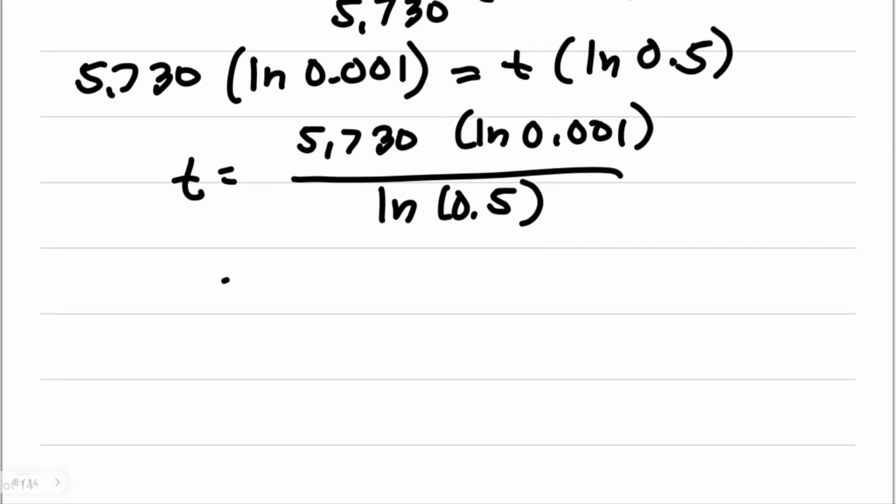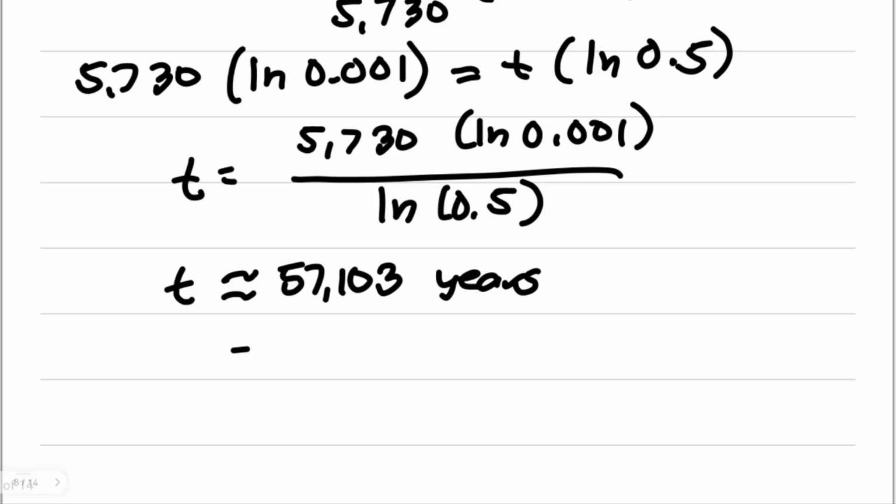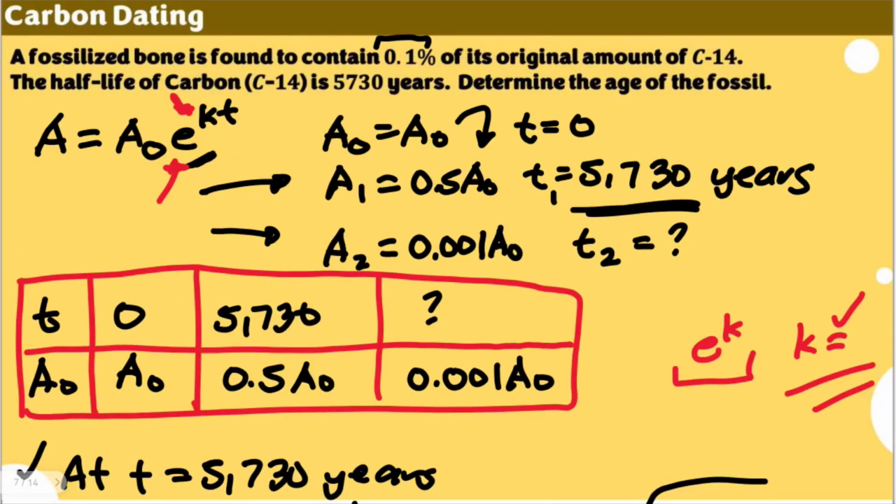What we can do here is an approximation for the years of age. Let's just have it in years, so round it off into years. So this is approximately 57,103 years. This is the age of the fossilized bone, with the consideration that it is found to have 0.1% of the original amount of C14, where C14 has a half-life of 5,730 years.